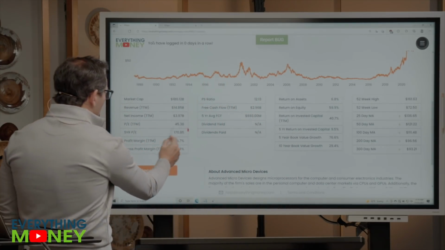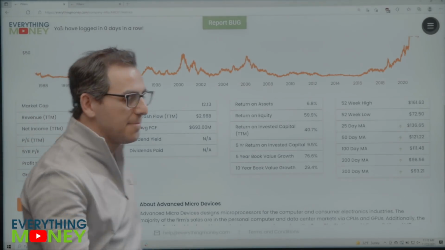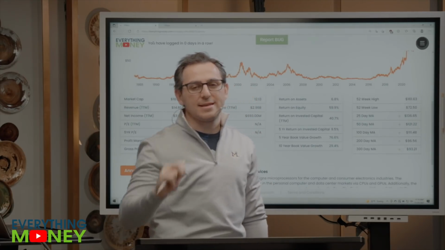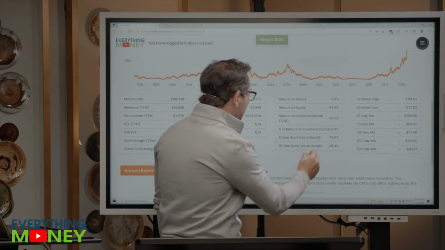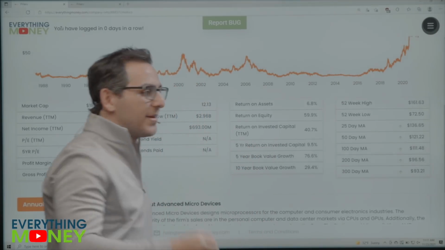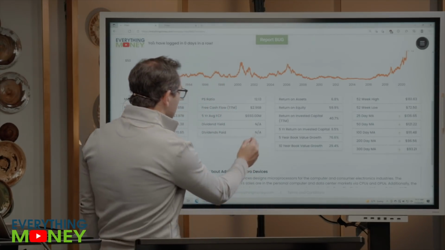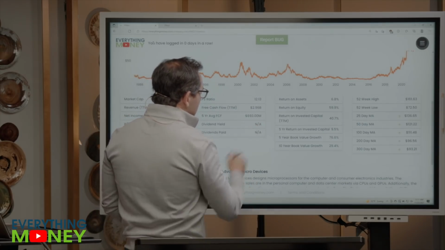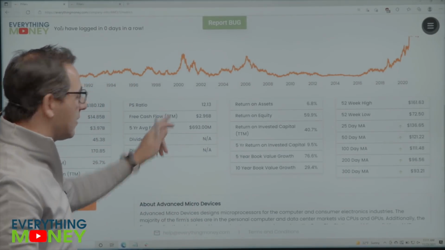5-year PE, 171. That's an X, massive X. Pillar number 2, the return on invested capital, we want to be over 9% on a 5-year basis. It is 9.5%, check mark, which means they get a pretty good return on the capital that's invested in their business through debt and equity. All right, no dividend. Average 5-year free cash flow is $700 million, and last year was $3 billion. So a massive increase in the free cash flow in the last year.